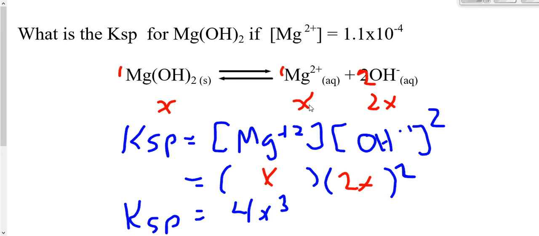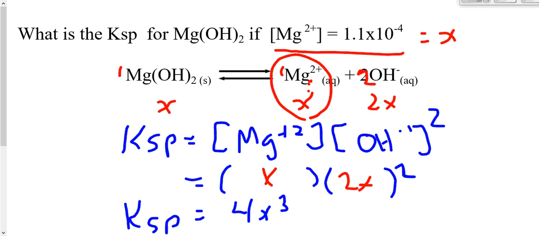So that's easy. Had they told us the concentration of hydroxide, well, that number would have been 2x. We would have had to divide it by 2 to find out how much x was. But they kept it simple for us. They said, here's magnesium. We know magnesium is x. So basically what they're saying is, look, the concentration of magnesium is this number. And we said down here that this number is equal to x. That's what we said when we figured out our molar ratio. So how easy is that?